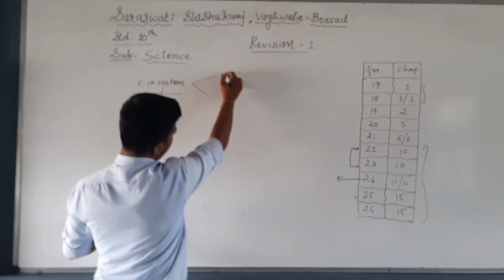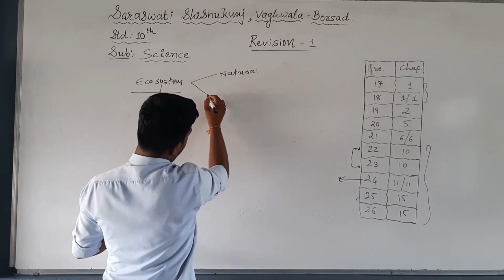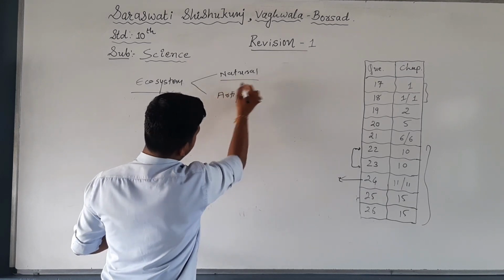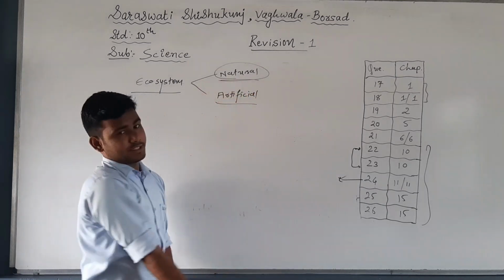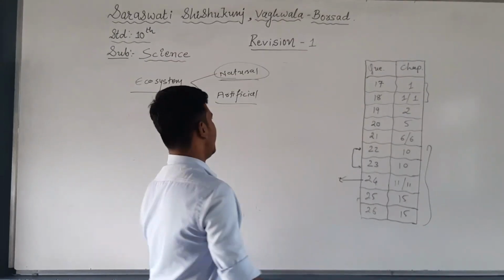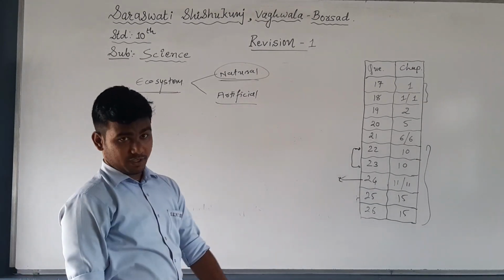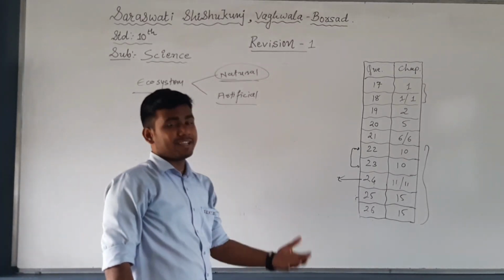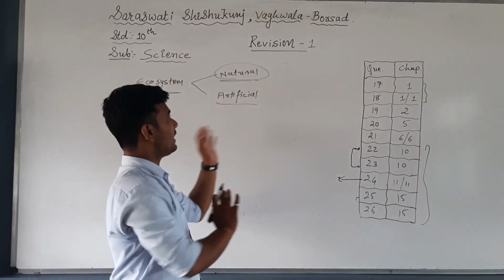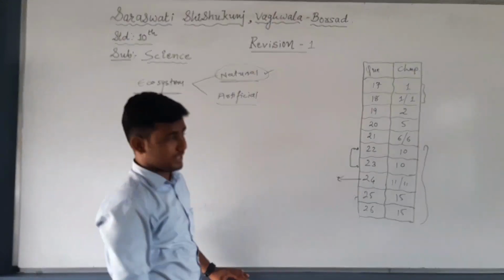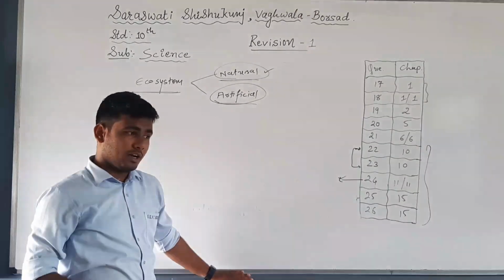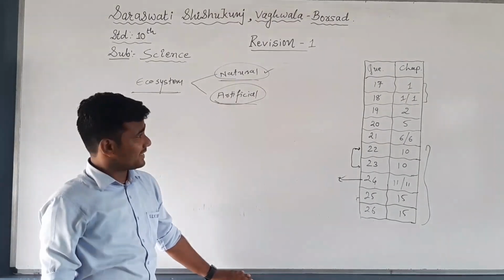In that we will have natural ecosystem, and the other one is artificial ecosystem. So a short note on natural ecosystem can be asked to us, or what is called ecosystem, the types of ecosystem, and also the examples of ecosystem. As we have studied, the natural ecosystem exists naturally. We don't need any human activity to regulate the natural ecosystem. While the artificial ecosystem is a man-made ecosystem, right? For that, human activities are necessary.